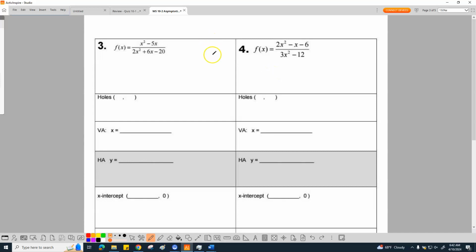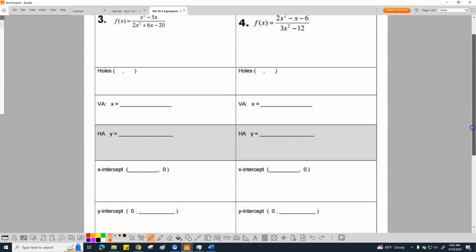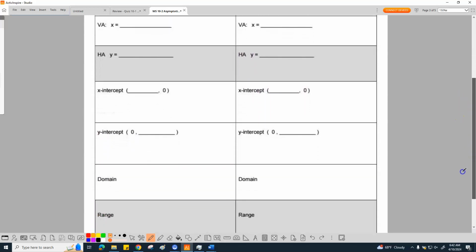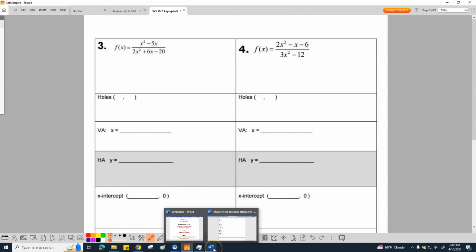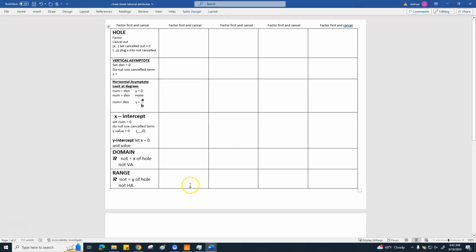All right, first things first. What we have to do on these problems is we have to figure out if there are any holes in this problem, if there's any vertical asymptotes, horizontal asymptotes, x-intercepts, y-intercepts, and then the domain. So there's a lot of stuff we have to know. It's a lot to memorize. Truth be told, I don't have most of this memorized. I have some of it memorized, but not all of it. And so this cheat sheet is going to be awesome. So we're going to go through it one at a time together.